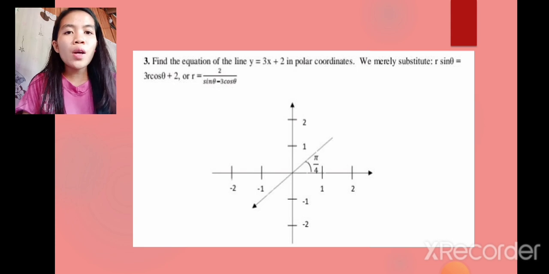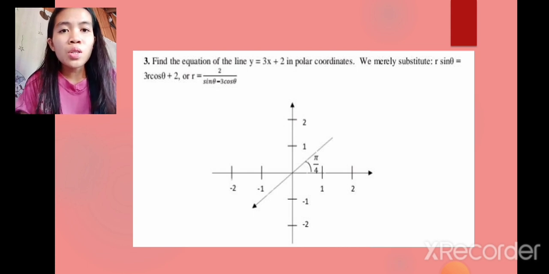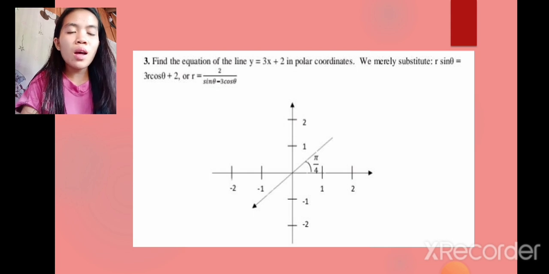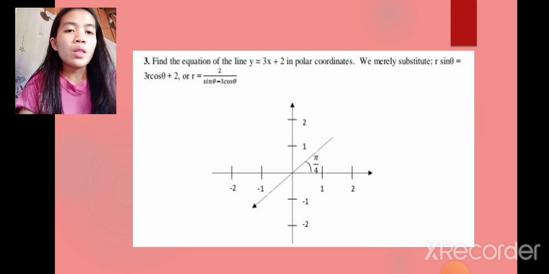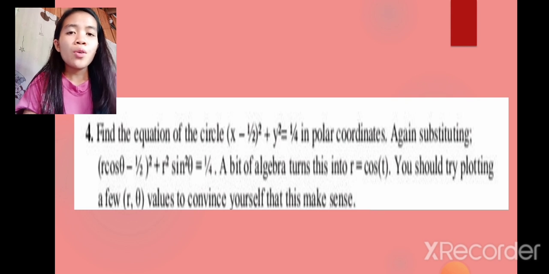Number 3, find the equation of the line y is equal to 3x plus 2 in polar coordinates. We merely substitute: r sine theta is equal to 3 r cosine theta plus 2, or r is equal to 2 over sine theta minus 3 cosine theta. So this is the graph, and this is pi over 4.